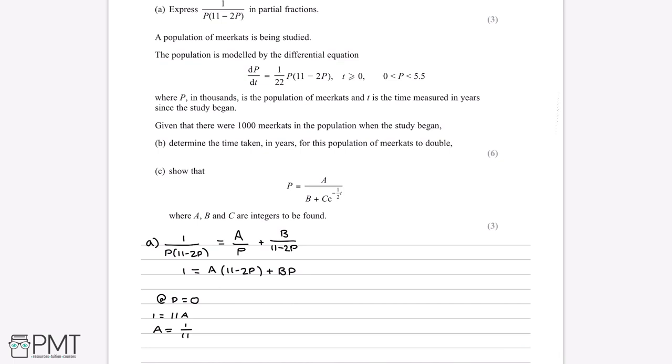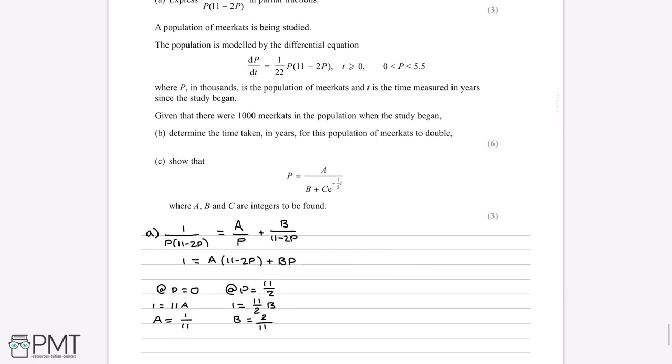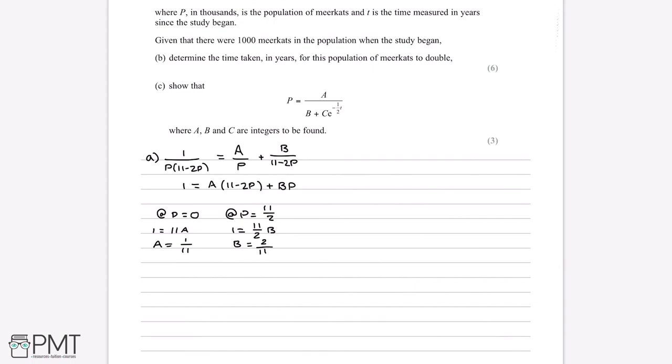And now we can do the exact same thing to find B. So we want to set this 11 minus 2p equal to 0. And the number we need to make this 0 is 11 over 2. So if we say that p is equal to 11 over 2, still 1 equals, but then we get A multiplied by 0, which is 0, plus Bp, which has now turned to 11 over 2 B. And if we times both sides by 2 and divide by 11, we get that B is equal to 2 over 11. So now what we can do is to write the original expression as partial fractions.